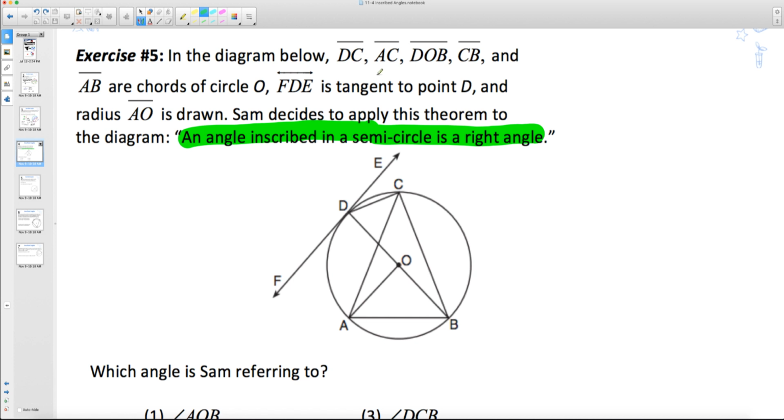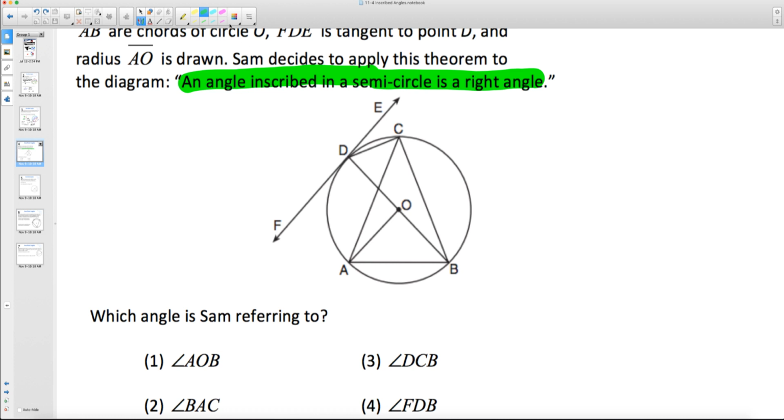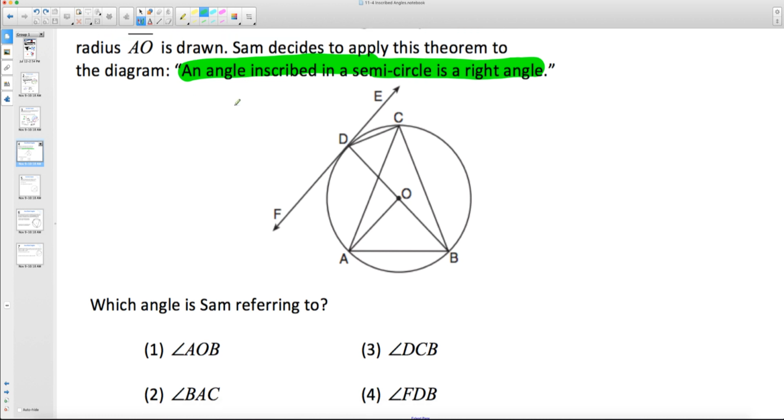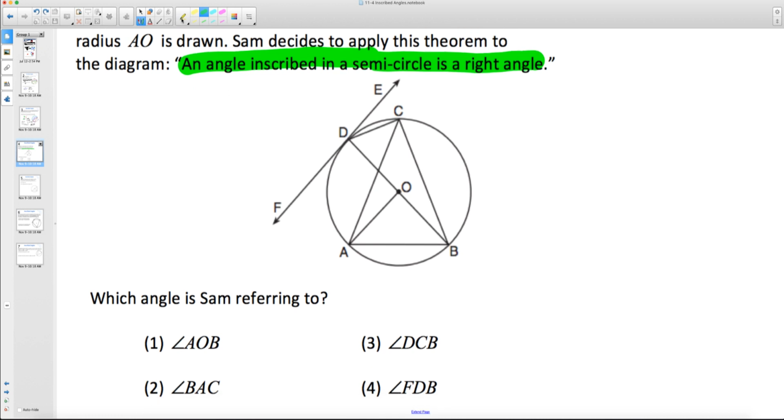They give us a couple of things here. They just give us line segments. We have circle O. We'll learn about what tangent means, something different, not the trig tangent. But he says, an angle inscribed in a semicircle is a right angle. Which angle is he referring to? Okay, so we're looking for an inscribed angle. So let's just go through our choices. AOB. Is AOB an inscribed angle in a semicircle? No, it's a central angle, so that's out.